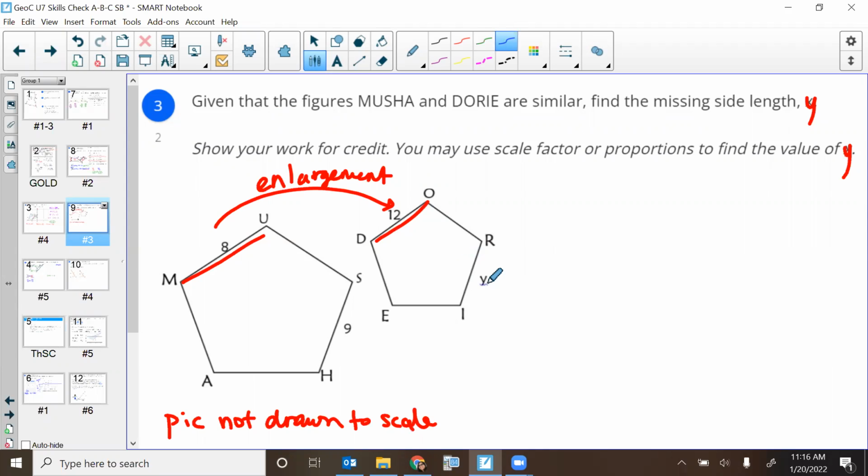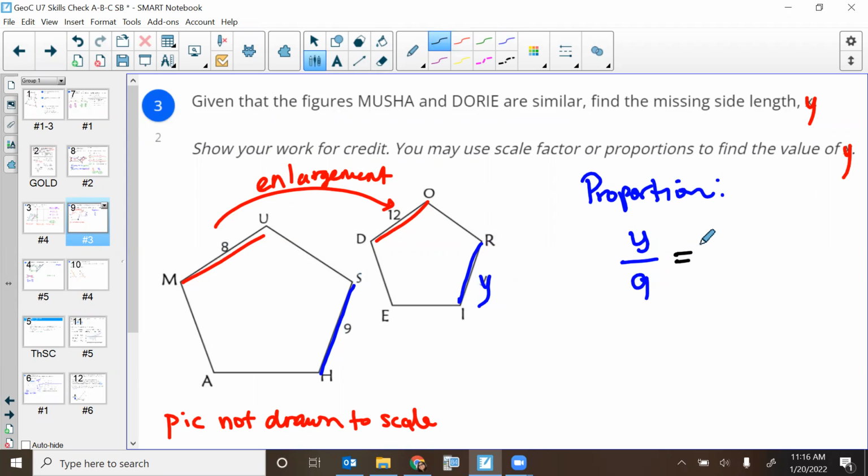So I'm solving for y, which is right here. And I know that y goes with the 9. And I know that the 8 goes with the 12. So because we're getting larger, I know y is going to be more than 9. So using proportions, I would like to start with my y. So I'm going to say y over 9, because those go together.